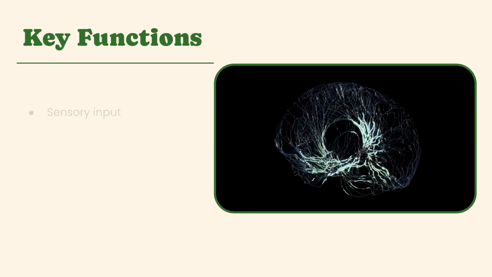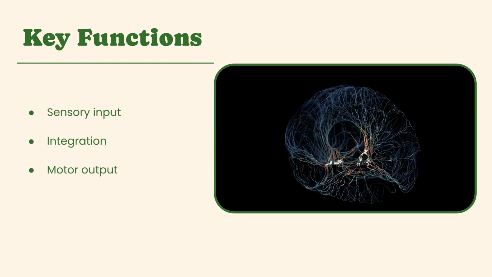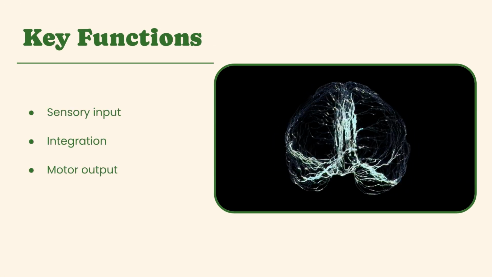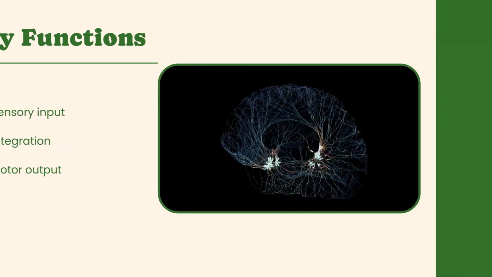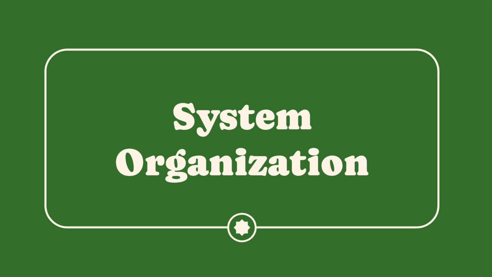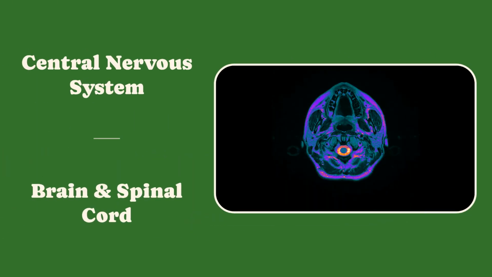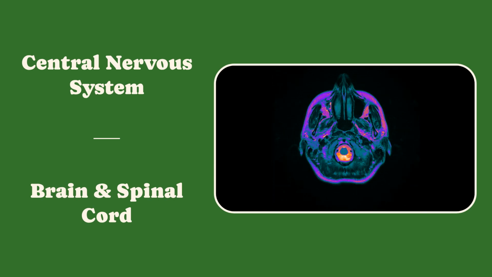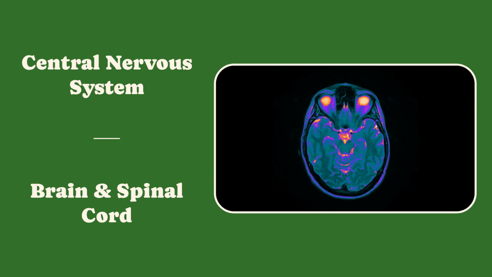It performs three core functions: gathering sensory input, processing that information through integration, and executing motor output. The nervous system is structurally divided into two primary parts. First, the central nervous system, or CNS, consists of the brain and spinal cord, acting as the main command center.